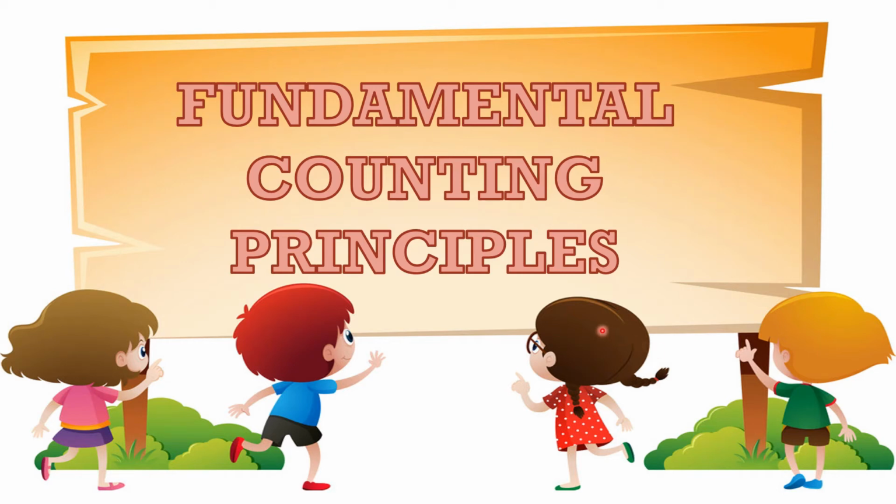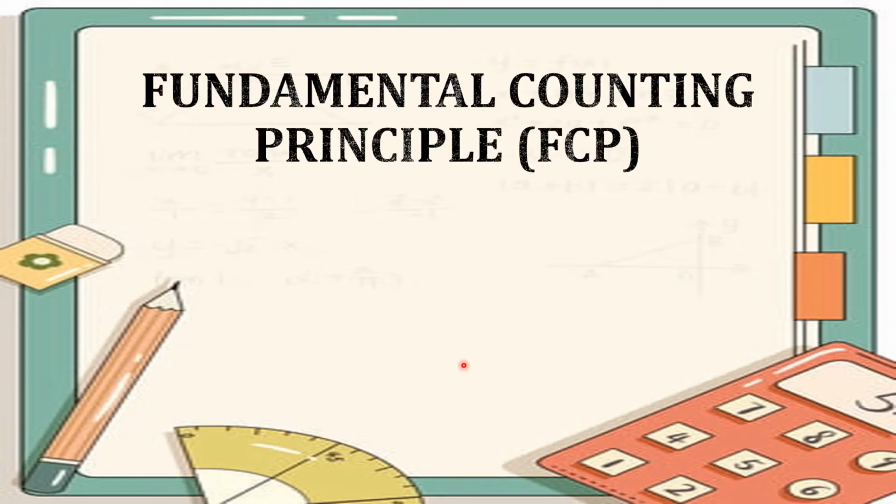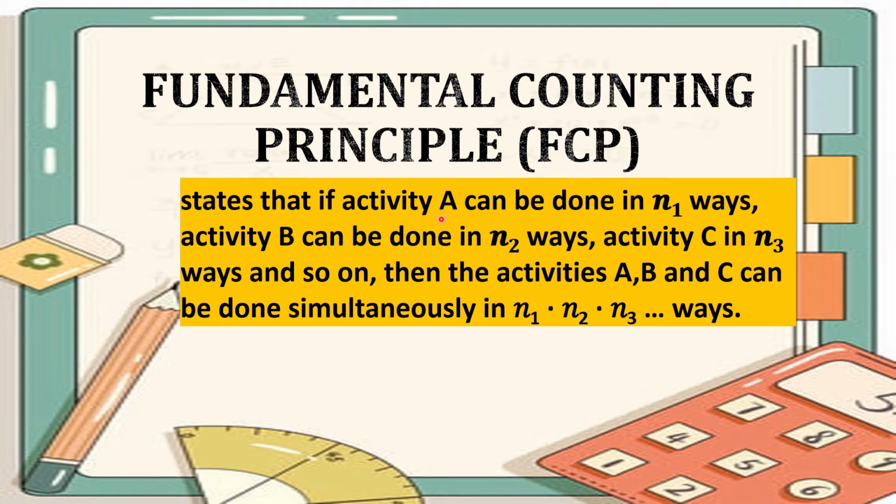In this lesson, we're going to discuss fundamental counting principles. Fundamental Counting Principles, or FCP, states that if activity A can be done in n sub 1 ways, activity B can be done in n sub 2 ways, activity C in n sub 3 ways, and so on, then the activities A, B, and C can be done simultaneously in n sub 1 times n sub 2 times n sub 3 and so on ways.